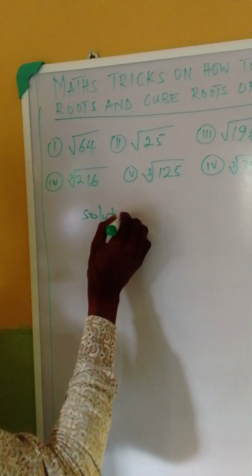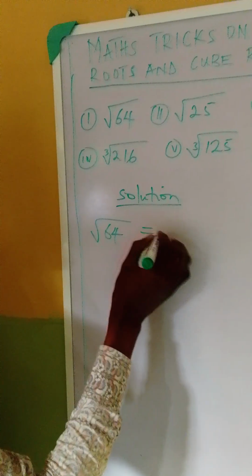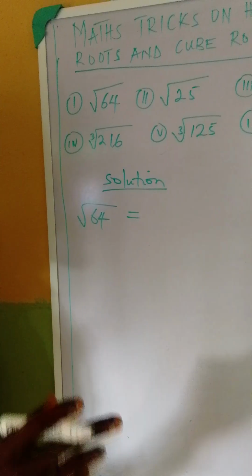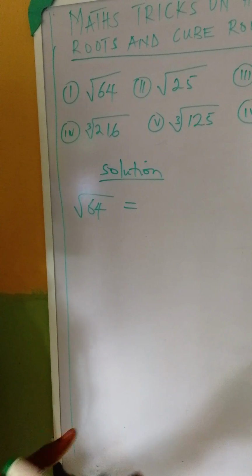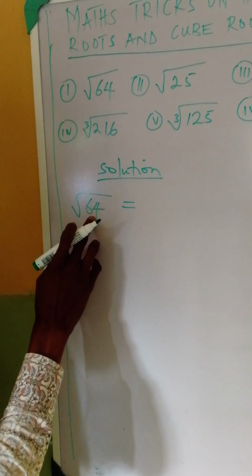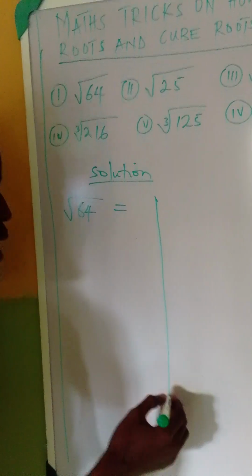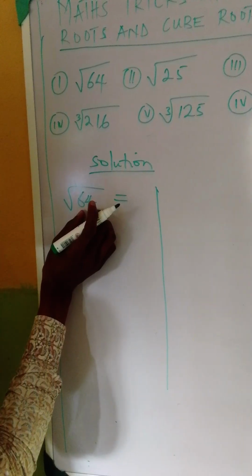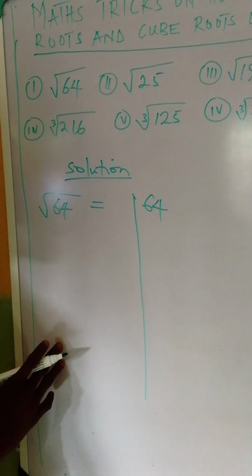All right, let me start with 64. Solution. Okay, so we have 64. I'm going to use the normal method that you know, which is the prime factorization method, where we use the prime numbers to divide 64 until the last remainder is 1. Okay, so I have my line drawn, which is the division line, then having the perfect square, which is 64, written by the side.